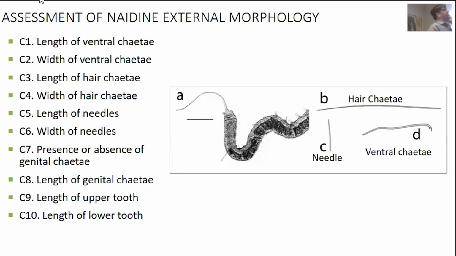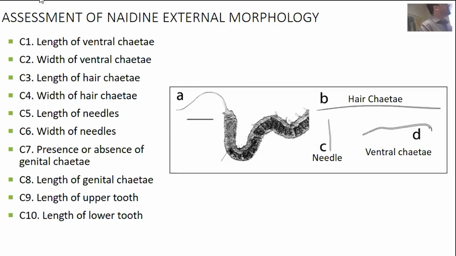So this is my assessment of the characters. It's really just the lengths and the widths of the different chaetae, with the only exception being the presence or absence of genital chaetae. Some naidid worms don't have genital chaetae, so it would have been nice to see if that would have been a huge difference. And this just shows these are more accurate Stylaria lacustris.